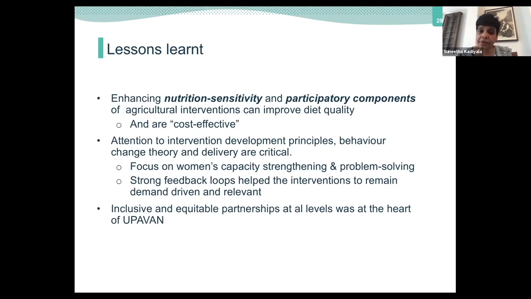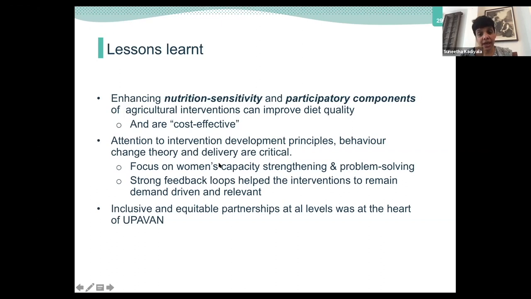Attention to intervention development principles, as all the things that Ronali said, were so important in our understanding, both from process evaluation and our own engagement with all the partners, Varath, Ekjut, JSI, and Digital Green, all the implementing partners. Behavior change theory and attention to delivery are critical. And we also tried and avoided, I would say, a pedagogical approach to knowledge transfer. So we have to focus on women's capacity strengthening and problem solving. And we try to do that through videos as well as PLA activities.